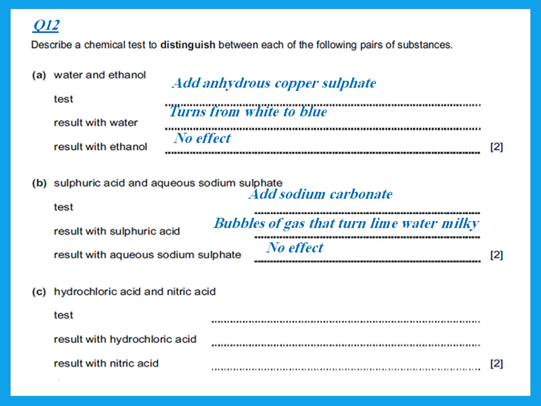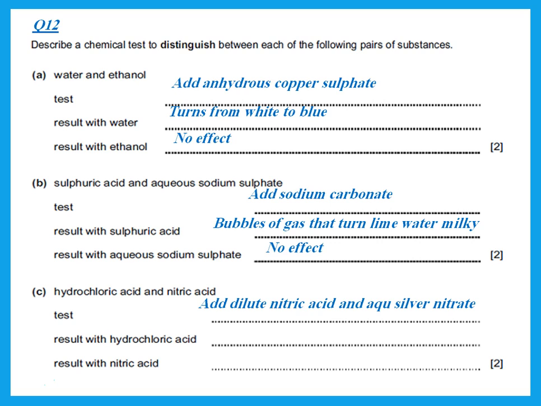Remember, if both of them have the same thing, you cannot test for that because both will give the same result. So here you cannot test for sulfate. What if I'm trying to distinguish between hydrochloric acid and nitric acid? Now here both of them are acids, so I can't say add sodium carbonate. Both of them would give me bubbles of gas that turn lime water milky, so that will not distinguish between them. But what is the difference between hydrochloric acid and nitric acid? Hydrochloric has chloride, nitric has nitrate. So you should be able to do test for one of them.